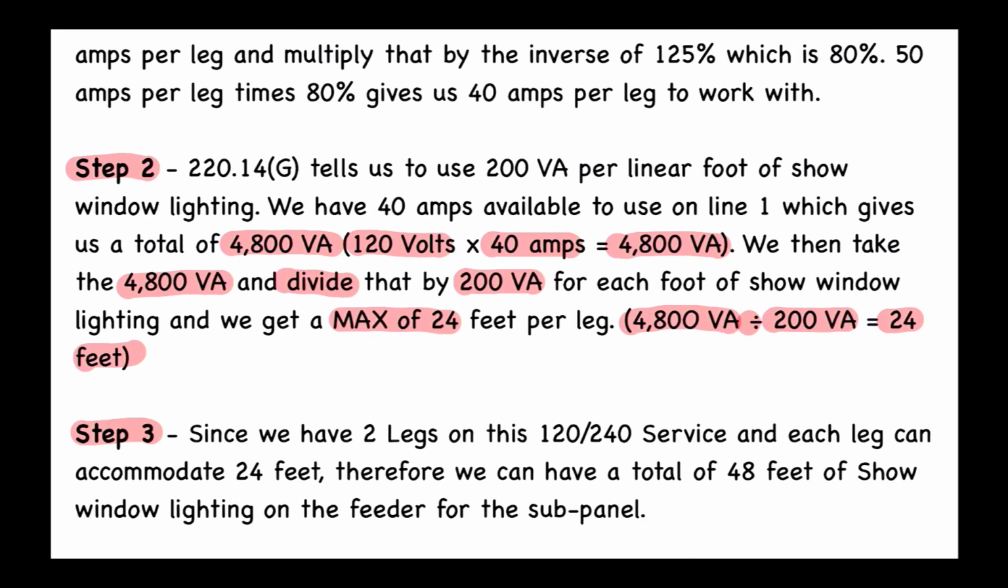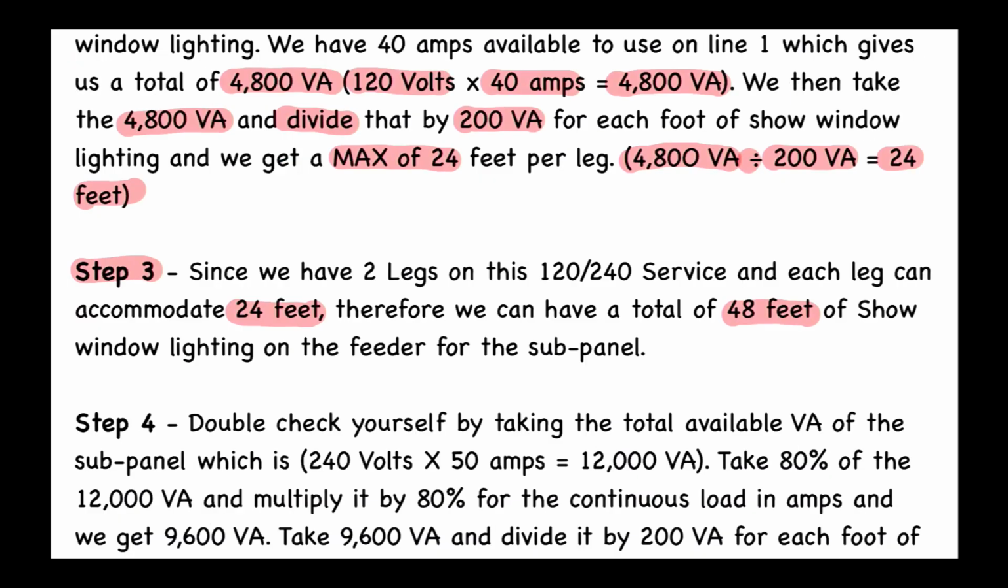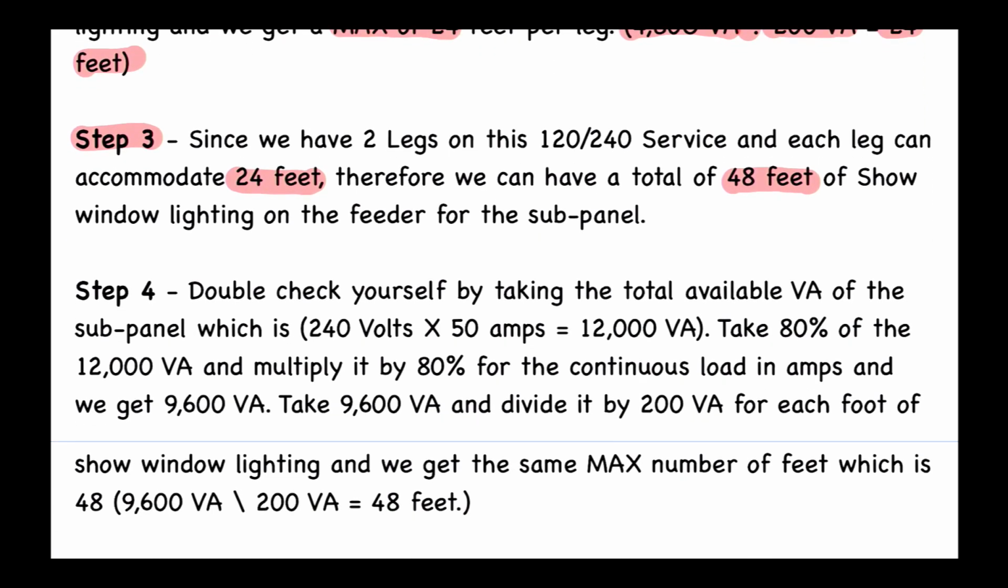Since we have 2 legs on this 120/240 volt service, and each leg can accommodate 24 feet, therefore we can have a total of 48 feet of show window lighting on the feeder for the sub panel. And let's go to step number 4. Let's see what we got to say over here.